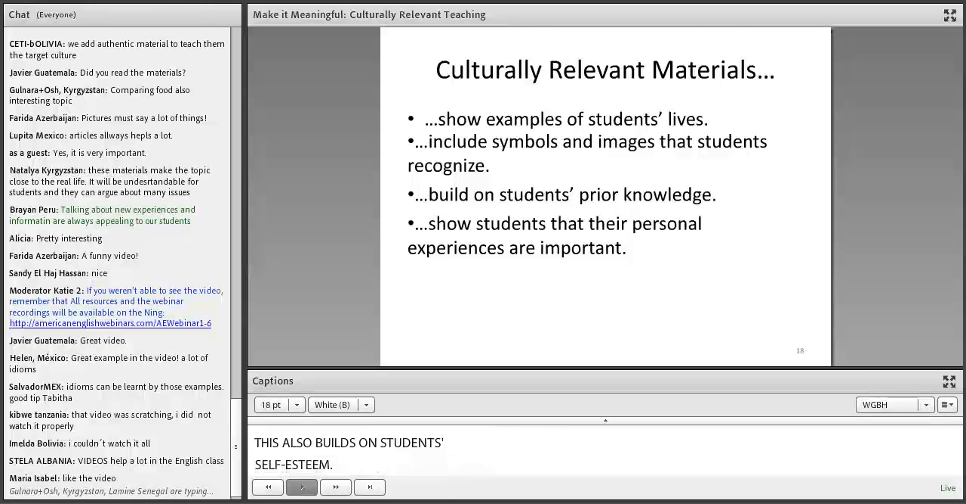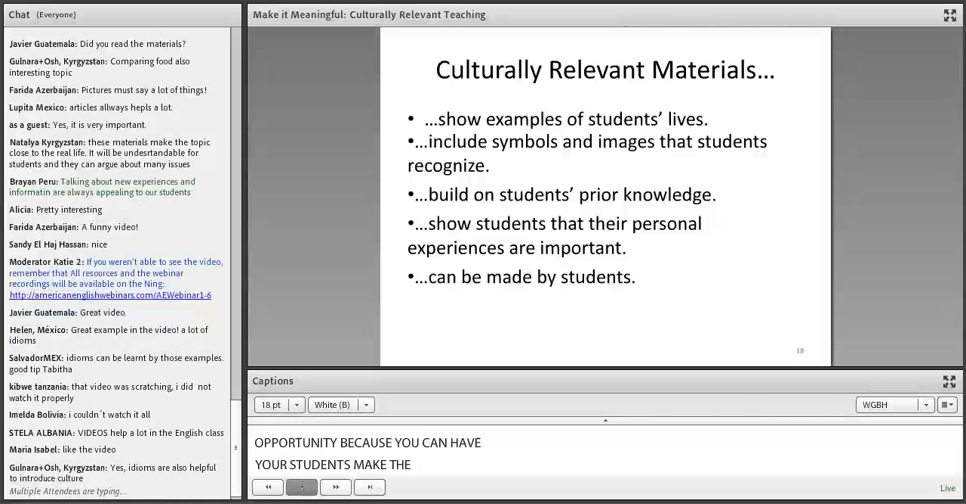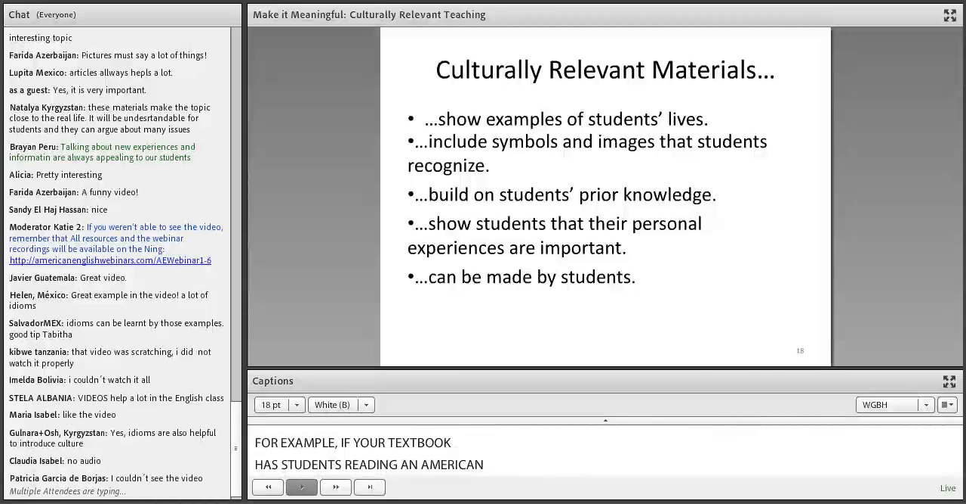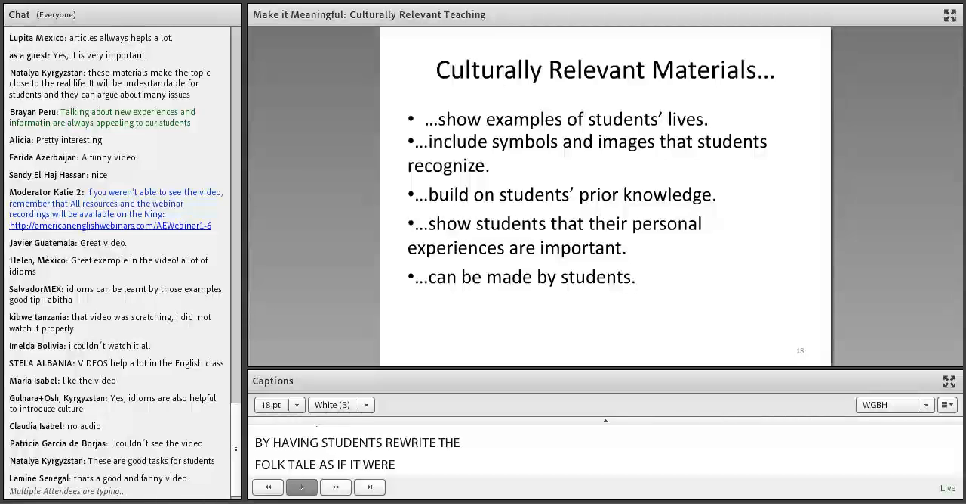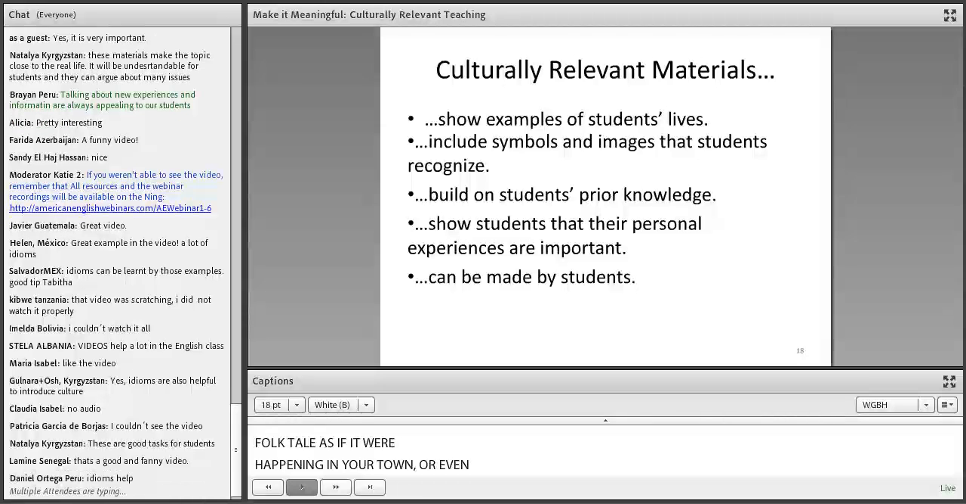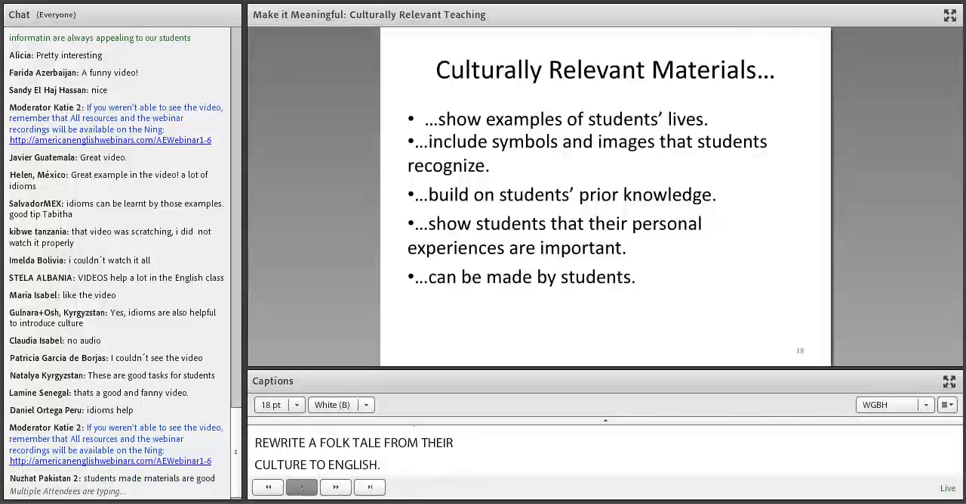Now, if you don't have access to materials in English that match your local culture, you might have to make these materials yourself, but that can present a great opportunity because you can have your students make the materials. For example, if your textbook has students reading an American folktale, you could build on that by having students rewrite the folktale as if it were happening in your town, or even rewrite a folktale from their own culture into English. Do you have other ideas? If so, please put them in the chat box. What are some culturally relevant materials that you have made?